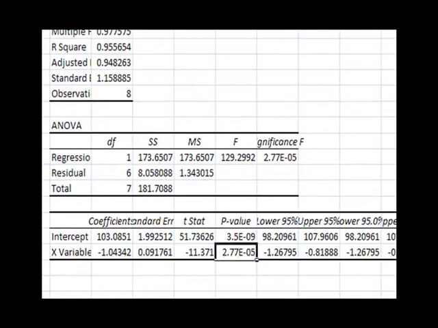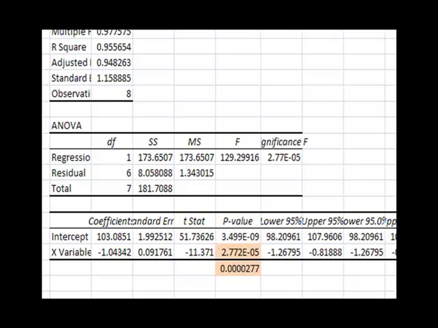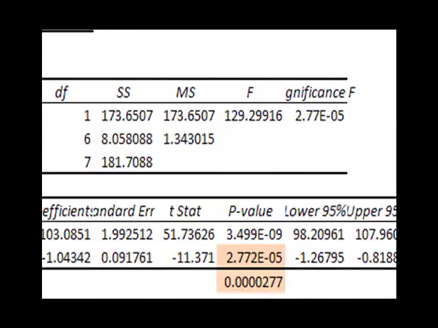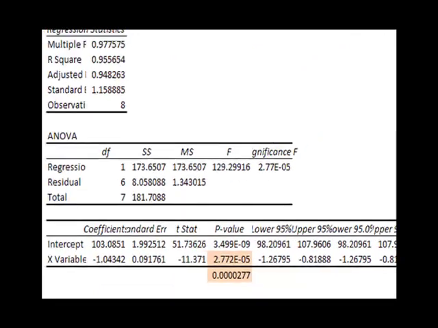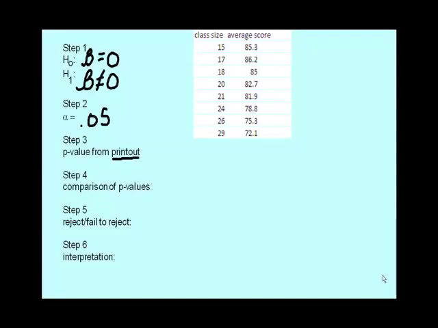The p-value, 2.77 e to the negative 5, moving your exponent into a decimal place, 5 places to the negative. That's the same as saying the two numbers shown in orange are the same. So when we go to test this for significance, we're going to take that value to 3 decimal places of 0.000 again, and compare them in step 4.